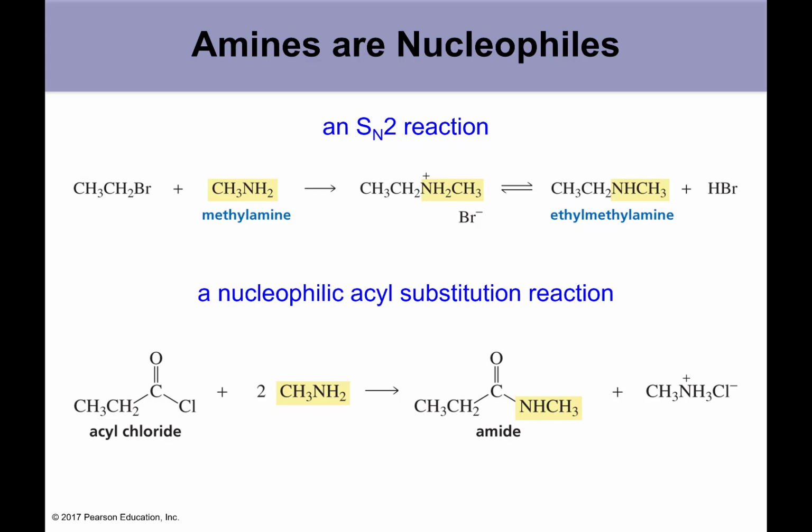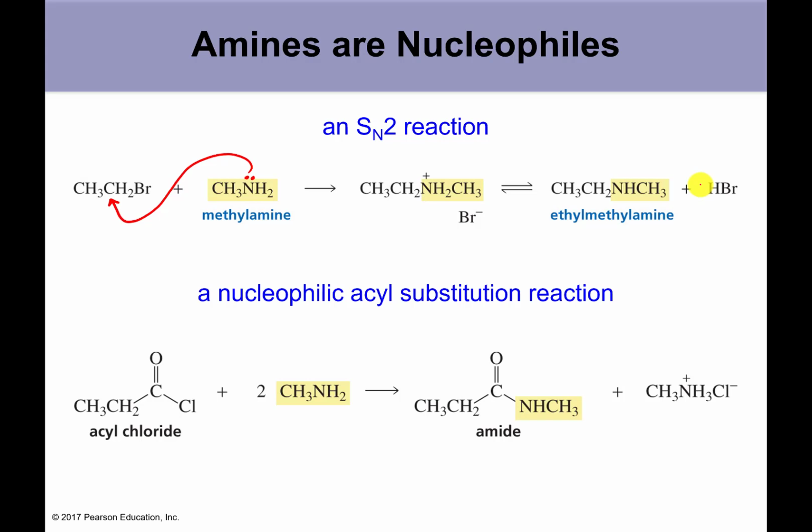Again, in the form of a review, amines can be nucleophiles in a number of different ways. One way is direct SN2 reaction for replacing, let's say, a primary alkyl halide. It forms the protonated ammonium ion, and then you deprotonate to form the product.